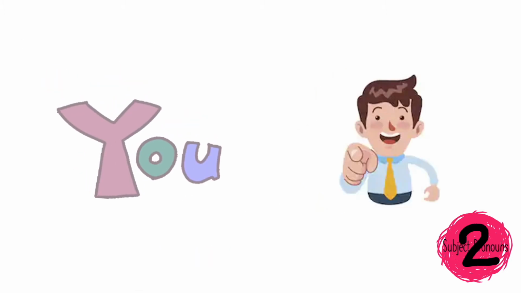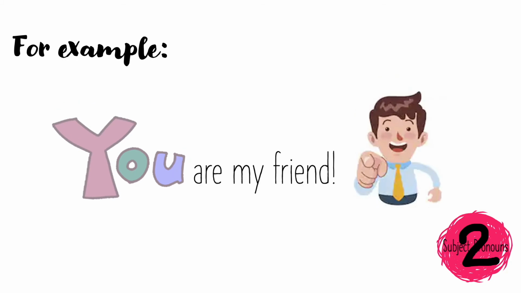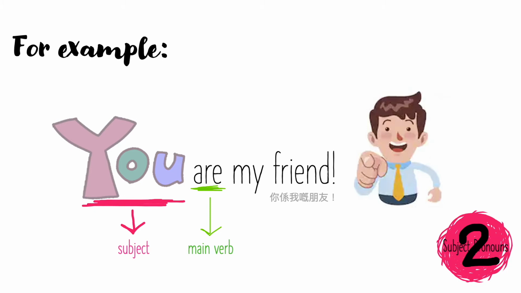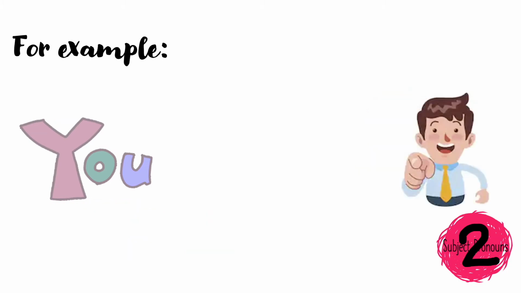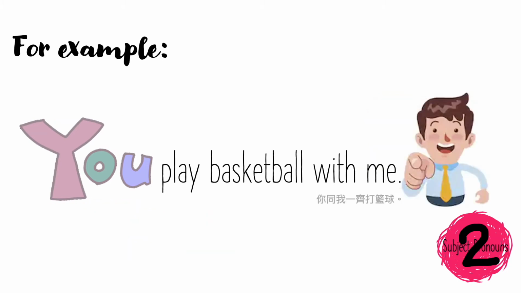Number 2, you. For example, you are my friend. Are is the main verb. It's talking about you, the subject. Another example, you play basketball with me. Play is an action verb. Who is doing this action? You are. You is the subject of this sentence.